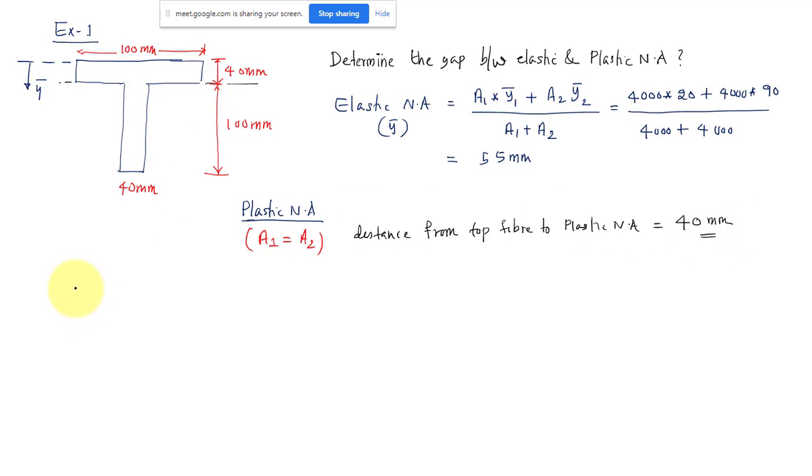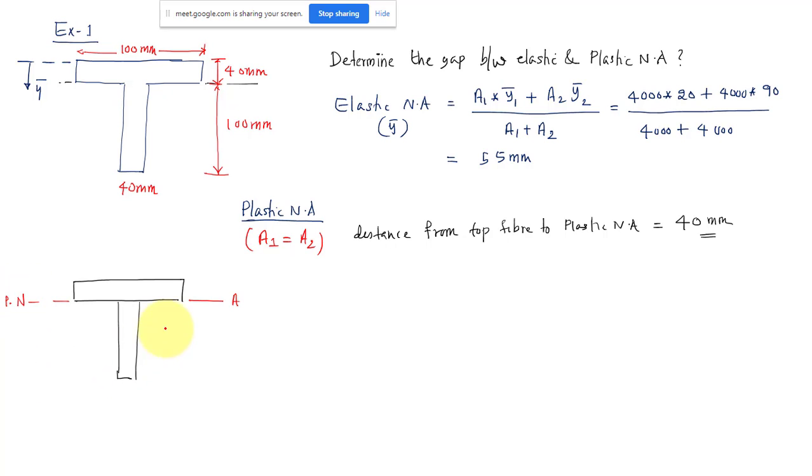So now this is the flange. It is the web of your T-beam. And this is my plastic neutral axis, somewhere here, because the area of this block and the area of this block are the same. That is why I can directly say that this will be my plastic neutral axis.